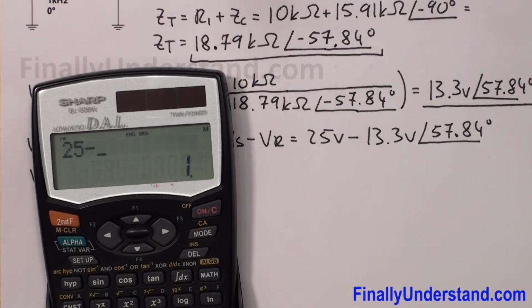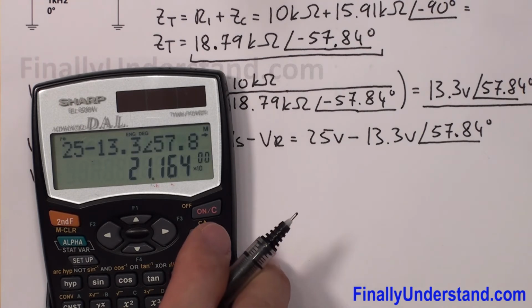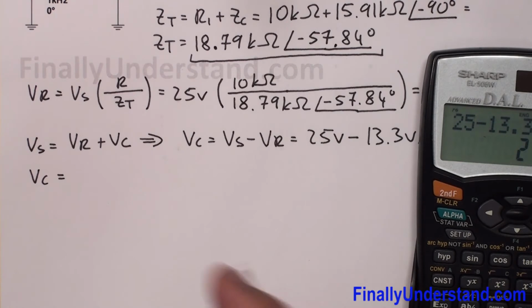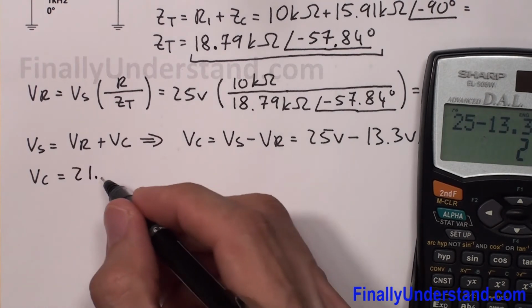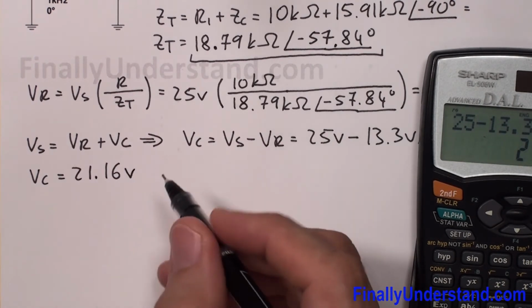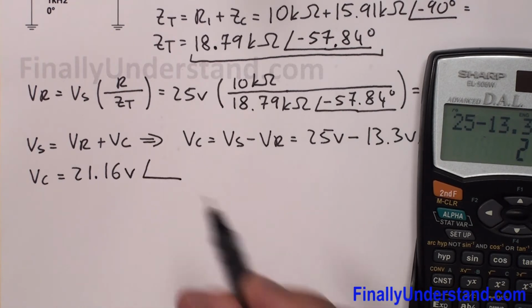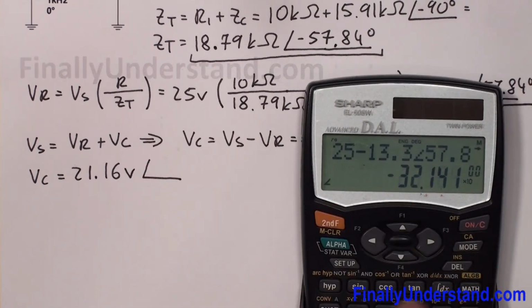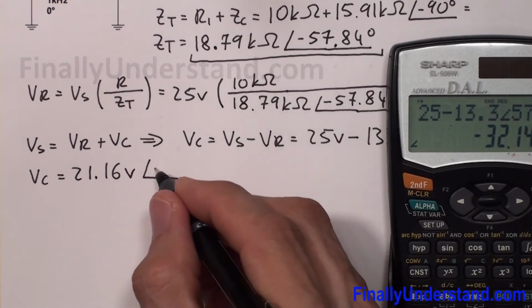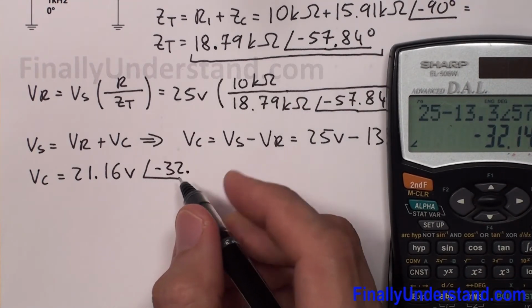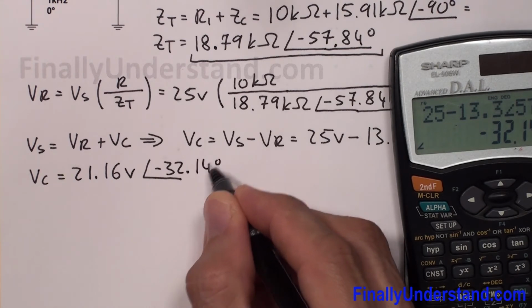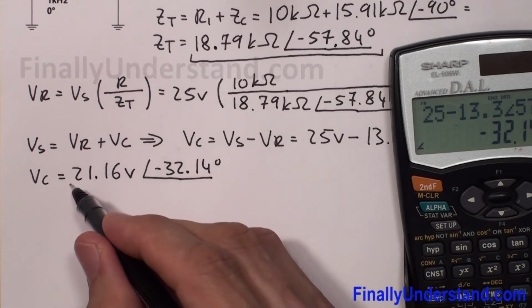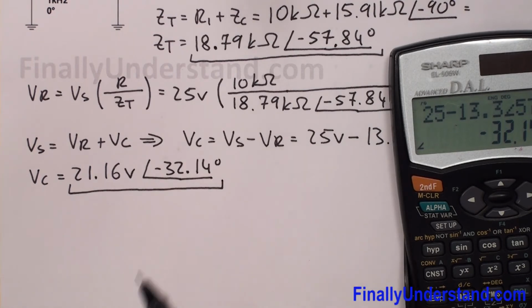So my VC is equal to 25 minus 13.3 and angle of 57.84, which is equal to 21.16 volts and angle of negative 32.14 degrees. Okay, so this is the voltage across the capacitor.